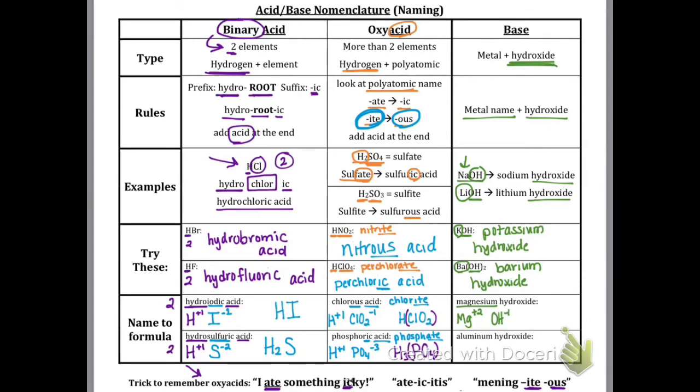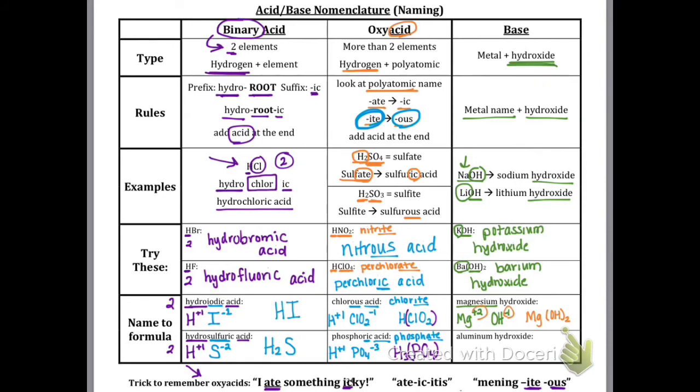So you have to think, how many of each do I need so that my charges cancel out? I need 1 magnesium for every 2 hydroxides, because I need 2 of these to cancel out 1 of these. So that is magnesium hydroxide.